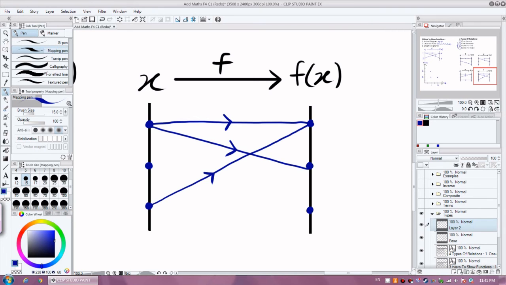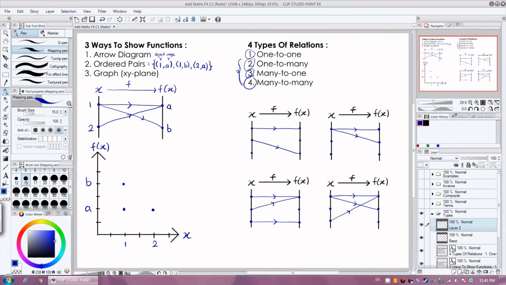And that's all we have for now. In this video, you get to learn the 3 ways to show functions and also the four types of relations. In the next part, we'll be learning about the terminology that you'll be learning in this chapter.